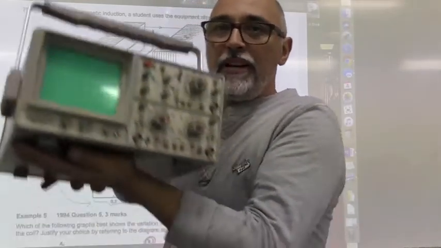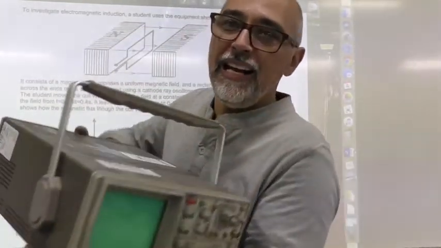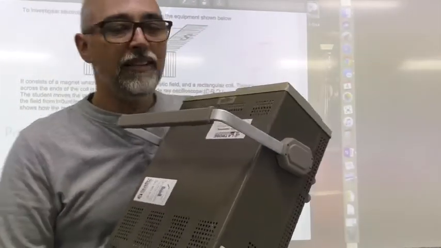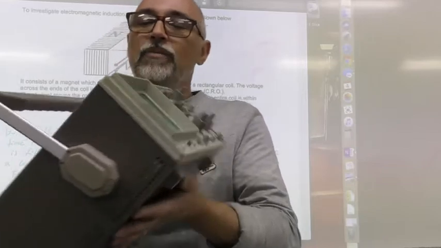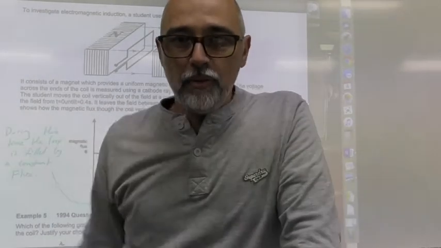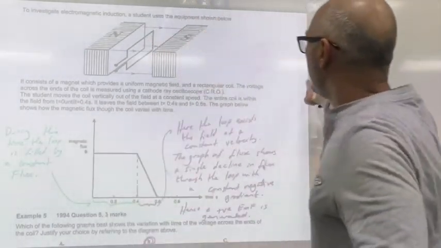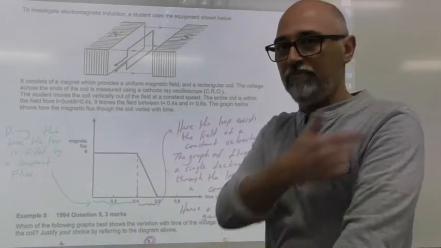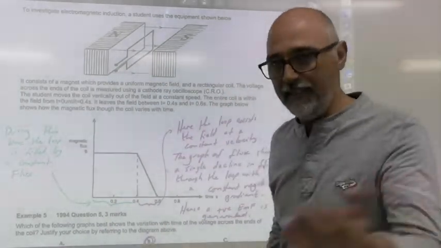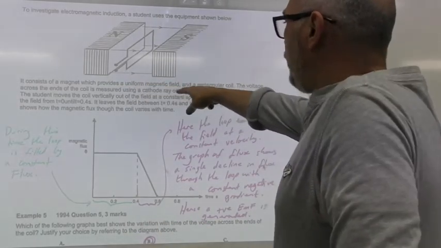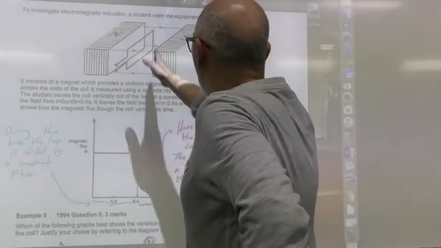So when they're talking about a CRO, they're talking about this machine, and it actually does not contribute in any way to the question itself. So as far as you're concerned with the question, who cares what a CRO is? It doesn't actually matter. They just want you to know that you're talking about the graph of voltage, that's all. So this setup is being connected to a CRO, so you can see what the graph is. That's it.